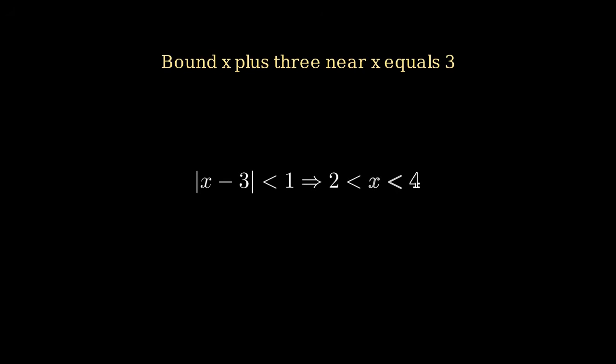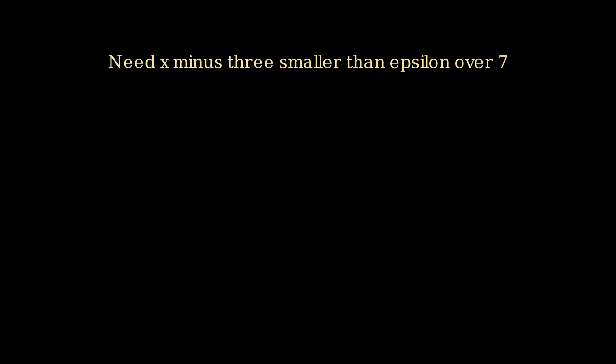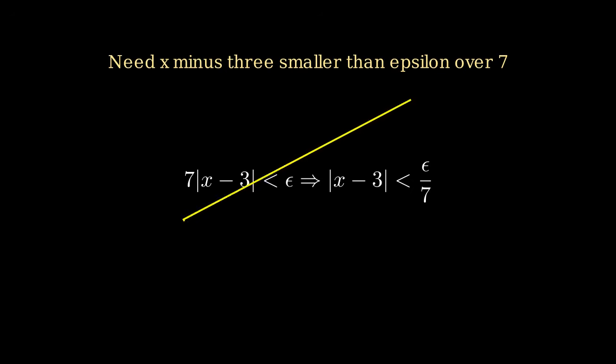If we agree to only look at x values within 1 unit of 3, then x plus 3 stays trapped between 6 and 8, so its size is bounded by 7. This means the size of x squared minus 9 is at most 7 times the size of x minus 3, so if we want this product smaller than epsilon, it is enough to make the size of x minus 3 smaller than epsilon divided by 7.